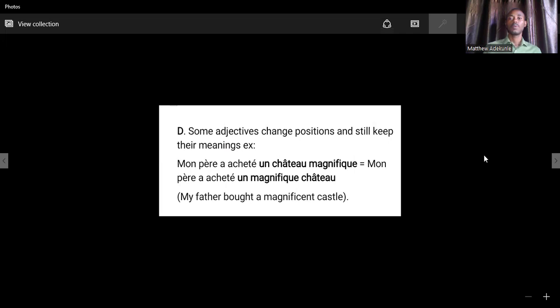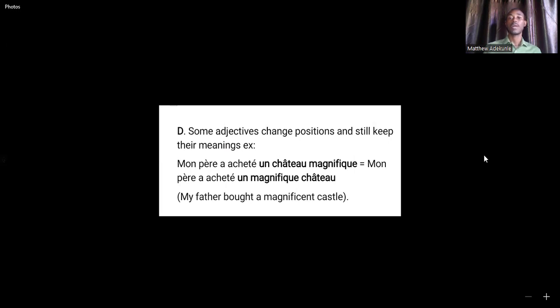All right. Le suivant, on a some adjectives that change positions and still keep their meanings. That means some of them. Par exemple, magnifique. All right. Magnifique is an adjective that can switch position. It can come before the noun. It can come after the noun. Mon père a acheté un château magnifique. All right. And it's the same thing. C'est la même chose avec mon père a acheté un magnifique château. Right. My father bought a magnificent castle.